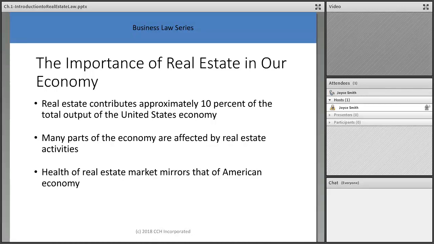When we own real estate, we have to make repairs. We're doing things all the time to our real estate. So those are all things that impact the economy, that add to the economy. And many of the parts of the economy are affected by real estate. We have a lot of different jobs that are impacted by the real estate market. And then we're going to talk about how the health of the real estate market mirrors that of the American economy. Typically, as the American economy is growing, real estate is going well. And when we go through a recession, real estate will also go through that recession as a whole, as the American economy does.